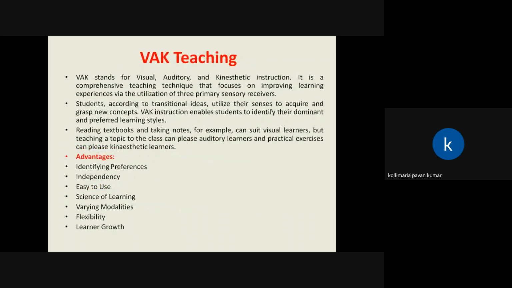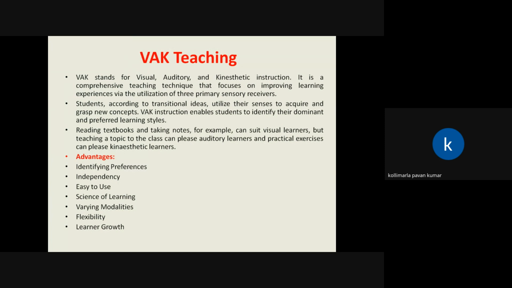And next, VAK teaching. VAK stands for visual, auditory, and kinesthetic instruction. It is a comprehensive teaching technique that focuses on improving learning experiences through the use of three primary sensory receivers. Some people are good at gaining knowledge by visualization, some gain knowledge mostly through hearing, and some are interested in or can gain knowledge by doing practicals. So three categories of students are available in a classroom, and VAK teaching has been developed according to these.